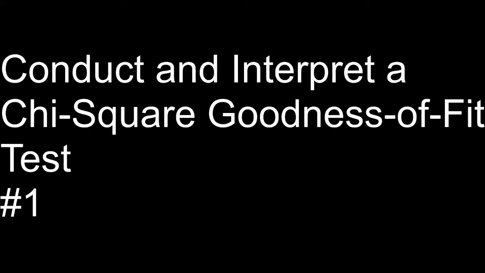This video is on the objective, conduct and interpret a chi-square goodness of fit test. And this is a video where we're going to go through all the steps of a chi-square goodness of fit test to determine if a certain set of data has a good fit, a significant fit to a given distribution of data. Do the data fit a uniform distribution, or a binomial distribution, or a normal, or something else?